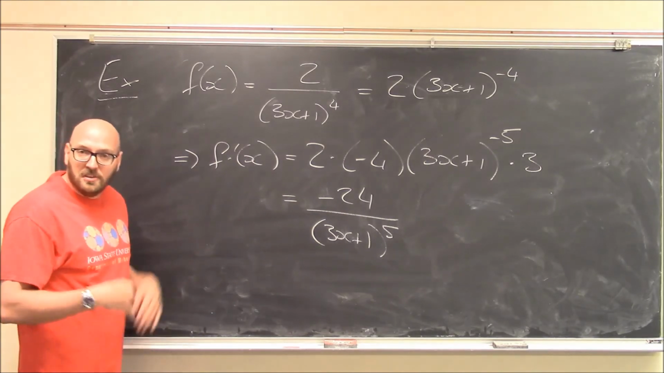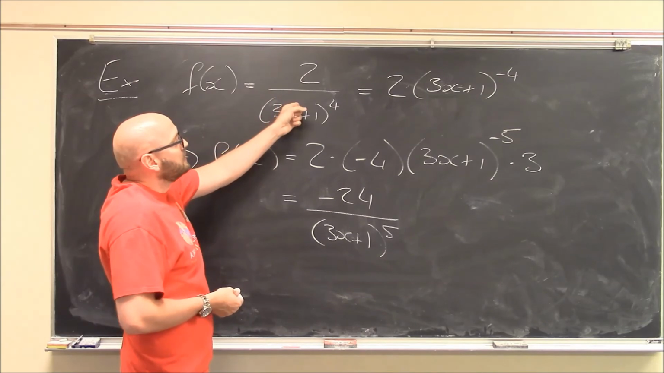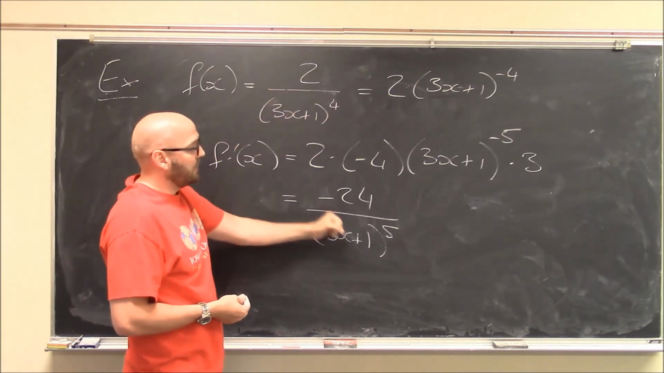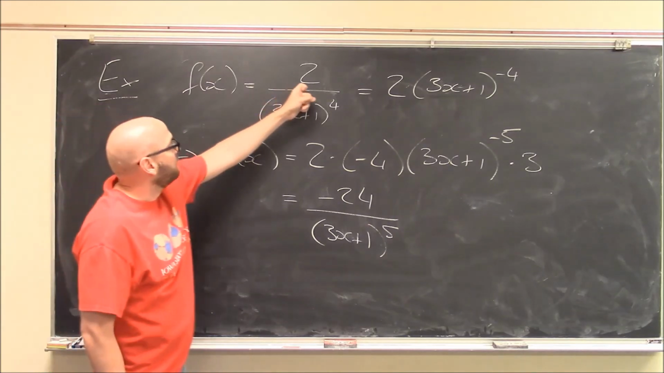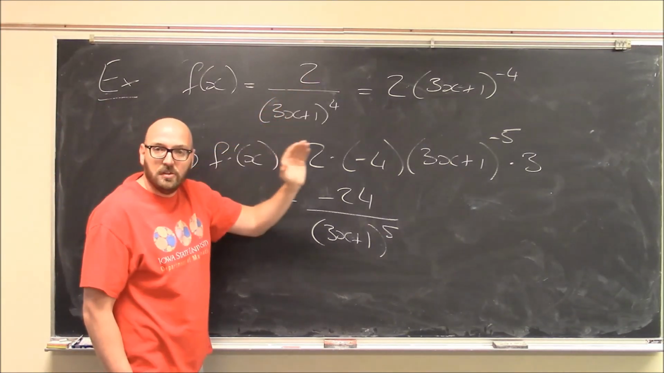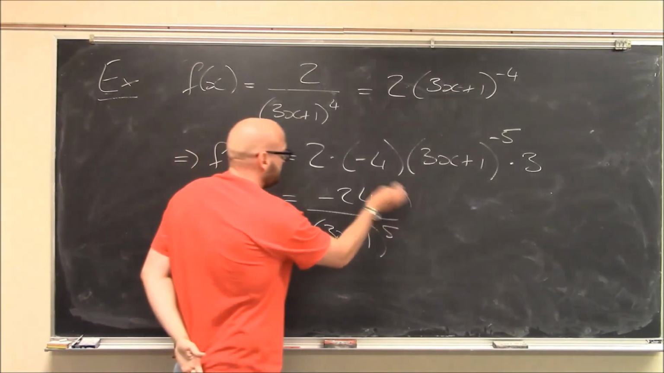Quite a bit faster than using the quotient rule, although I promise if you did just go ahead and say, well, this is a quotient, so I'm going to use the quotient rule, you would get the same derivative. As long as you remember that when you differentiate the top here, the derivative of 2 is 0, right? It goes away. So there's our answer.